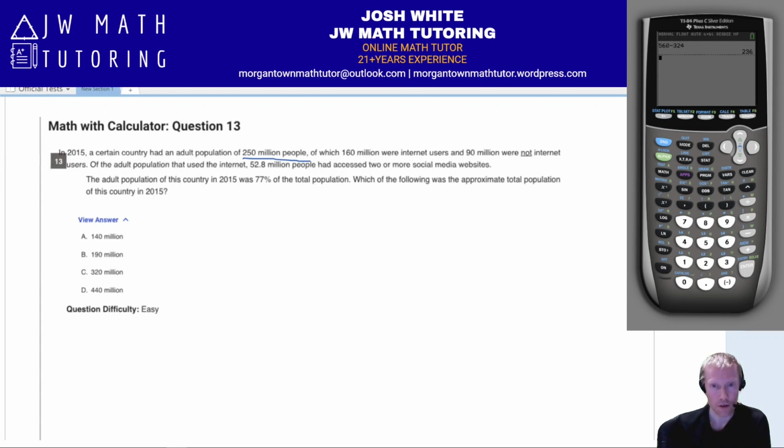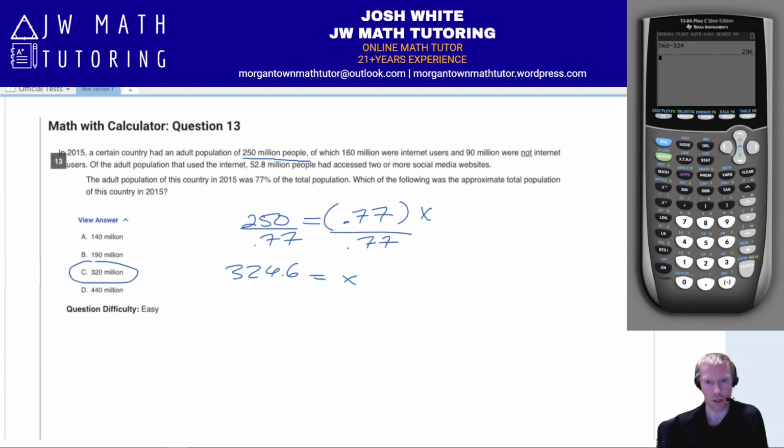You could either say, okay, 250 million, and I'm just going to ignore the millions right now, is, or was, 77%, which is 0.77, of X, the total adult population. And then you just divide that by 0.77, and you come out with approximately 324.6 million. So the closest one is going to be letter C, 320 million.